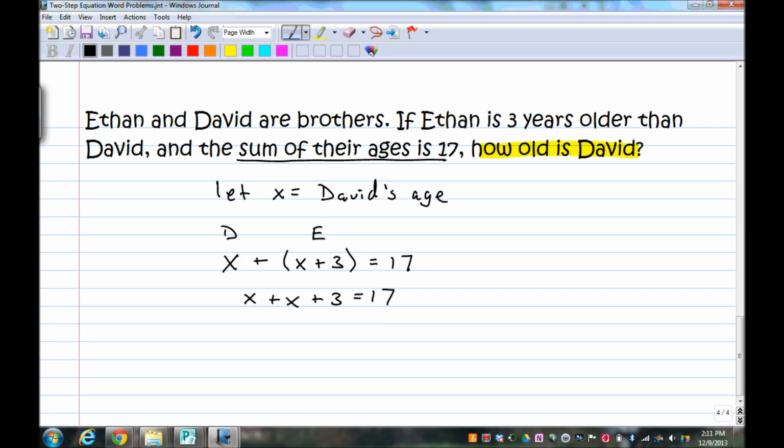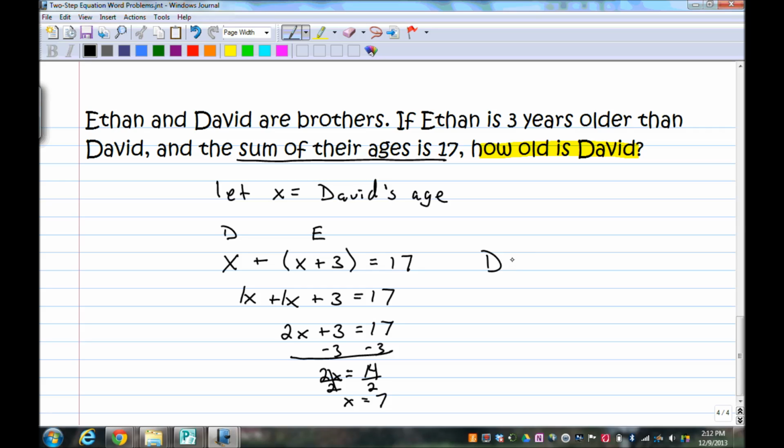Well, here you have like terms. If you're unfamiliar, this is 1x and here is 1x. If I combine them together, I have 2 of them, or 2x plus 3 equals 17. Subtract 3 from both sides. I have 2x is equal to 14. Divide by 2. And x is equal to 7.